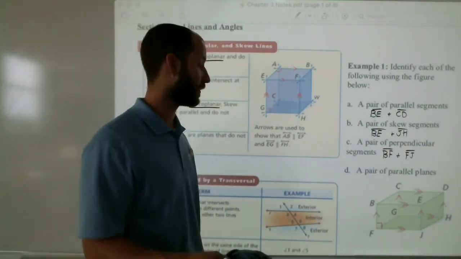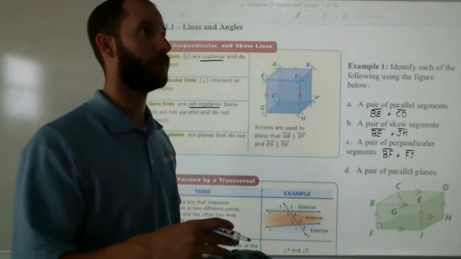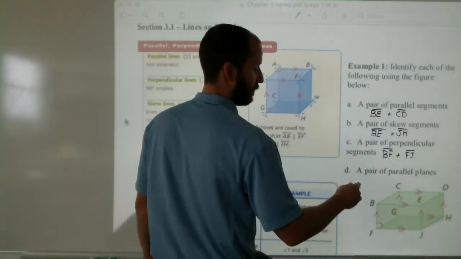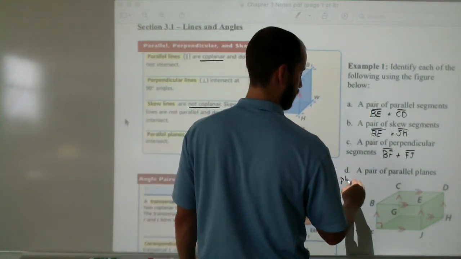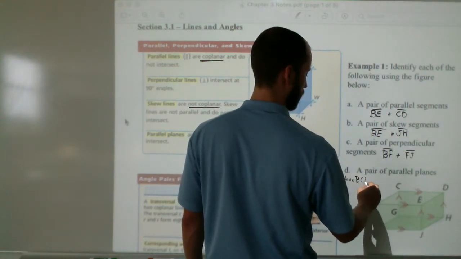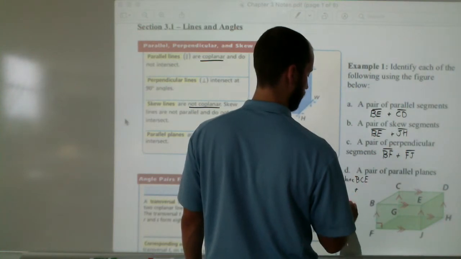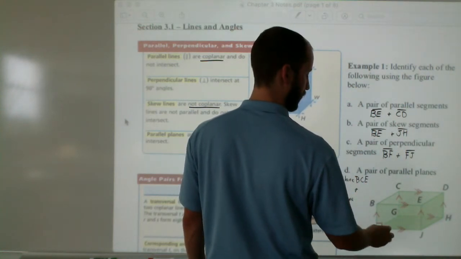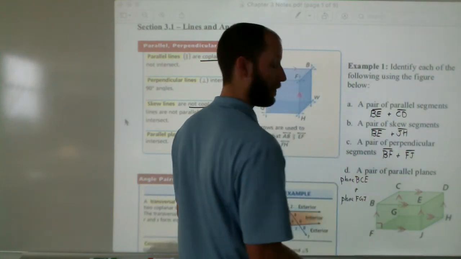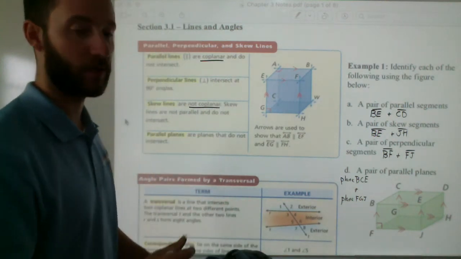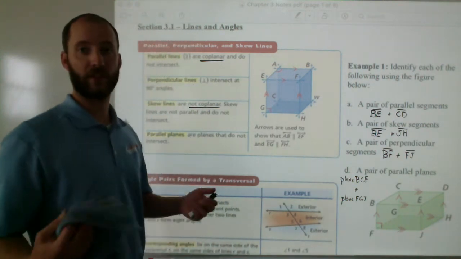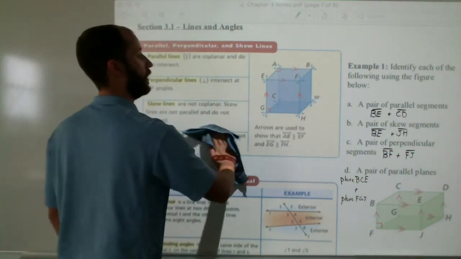And then lastly, a pair of parallel planes. Say that 5 times fast. Pair of parallel planes, pair of parallel planes. I did it. So parallel planes, let's go top and bottom. Let's say plane BCE and let's go with the bottom FGJ. Remember, you need 3 points to denote a plane. So of course you may have gotten different answers than me. If you're concerned, go ahead and check with me and I can let you know whether those are good or not.